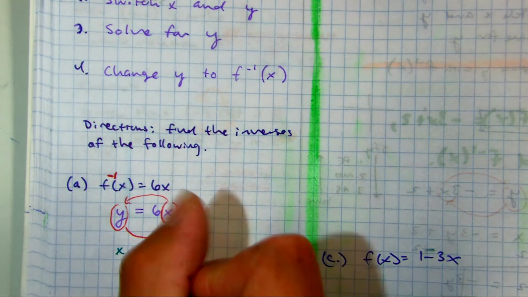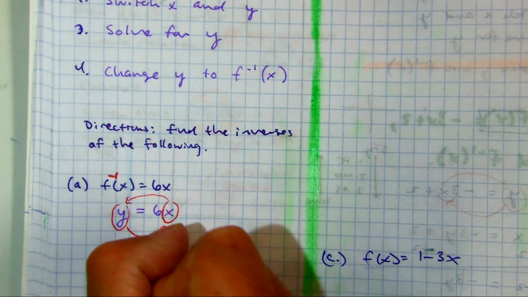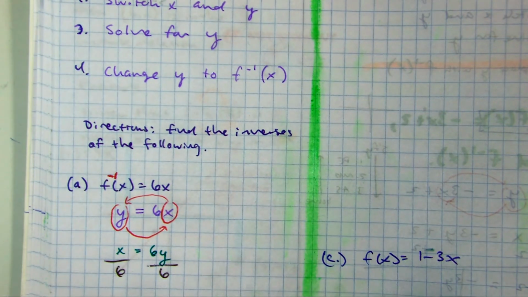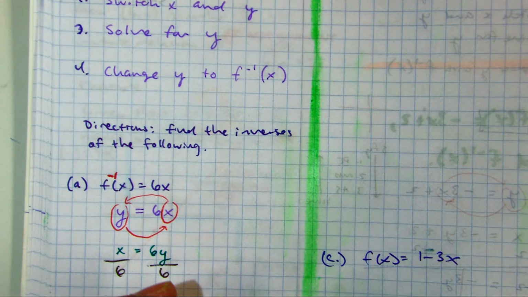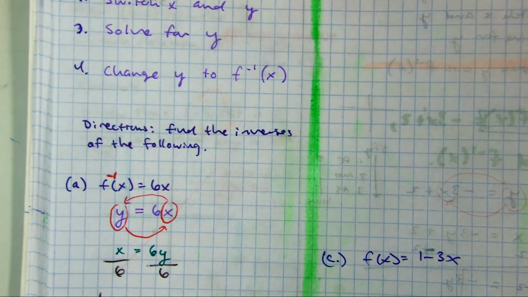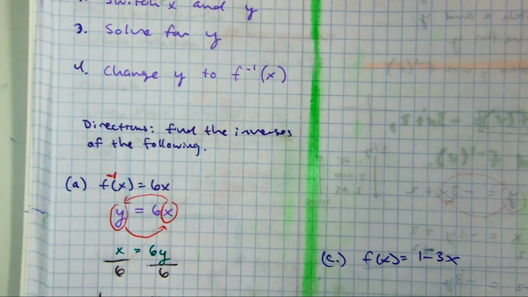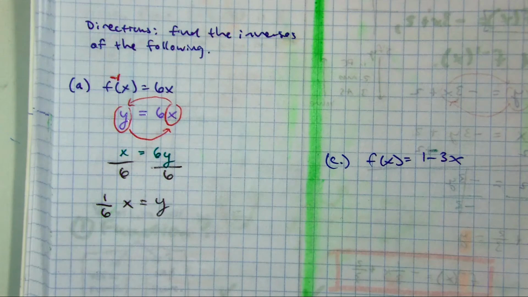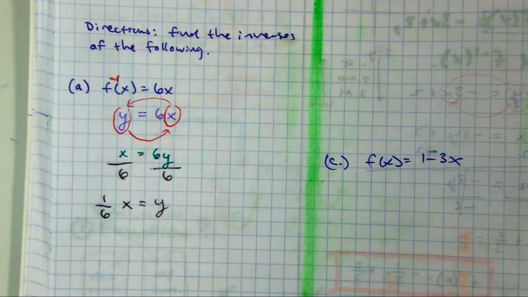Divide by 6. What do I got, Cindy? One 6. I like that. Equals y. Ellie, are we all done? Annalie, yeah.